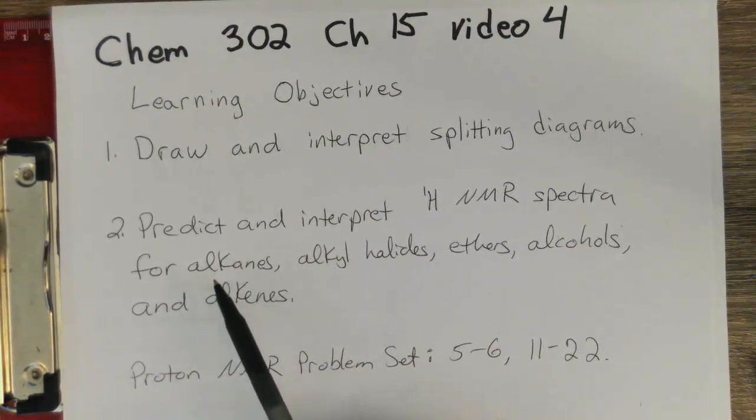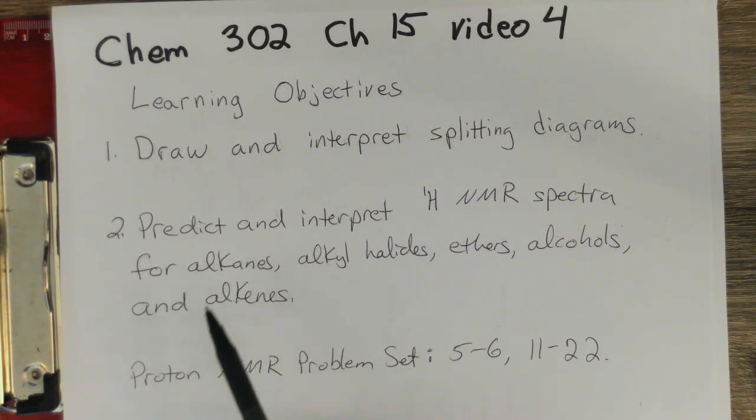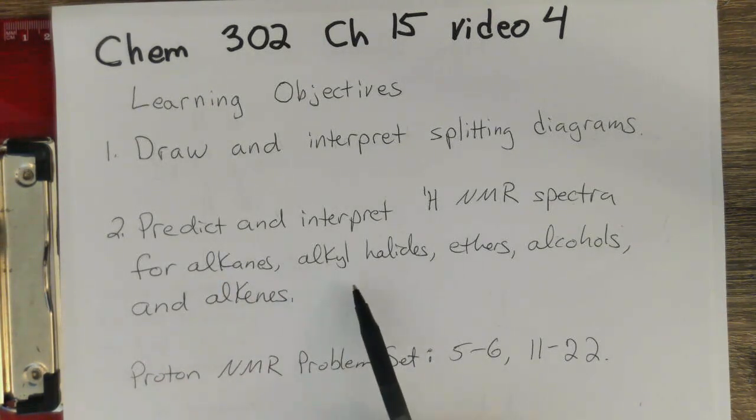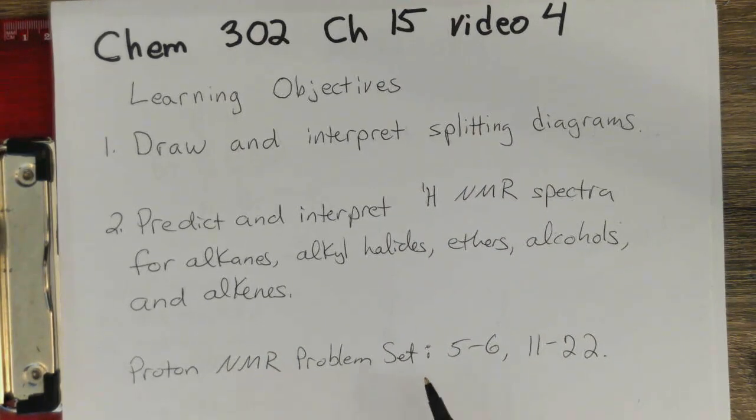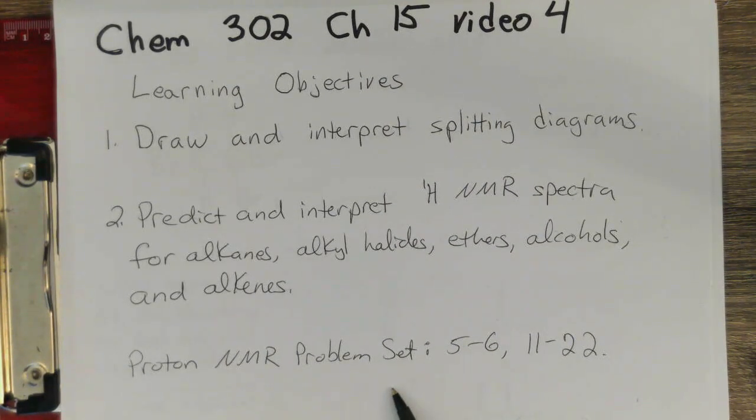You'll learn how to predict and interpret proton NMR spectra for alkanes, alkyl halides, ethers, alcohols, and alkenes. So after watching this video, you want to try tackling the following problems in your proton NMR problem set. So let's go ahead and get started.